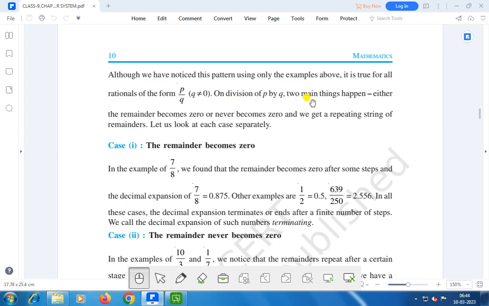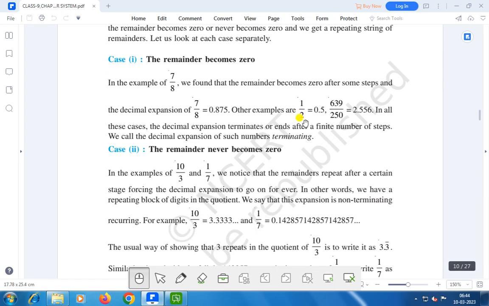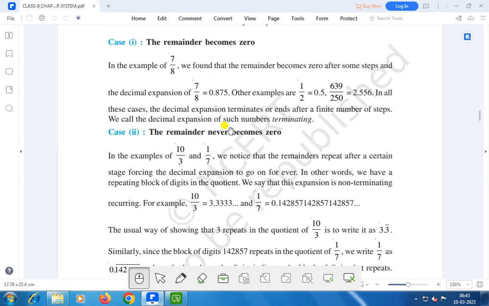On division of p by q, two main things happen: either the remainder becomes 0, or it never becomes 0 and you get a repeating string of remainders. Let us look at each case separately. Case 1: the remainder becomes 0. In the example of 7 by 8, the remainder becomes 0 after some steps, and the decimal expansion of 7 by 8 equals 0.875. Other examples are 1 by 2, 0.5, and 639 by 250, 2.556. In all these cases, the decimal expansion terminates or ends after a finite number of steps. We call the decimal expansion of such numbers terminating.